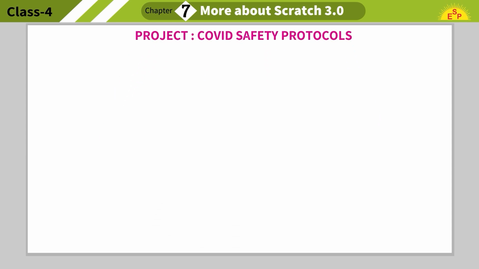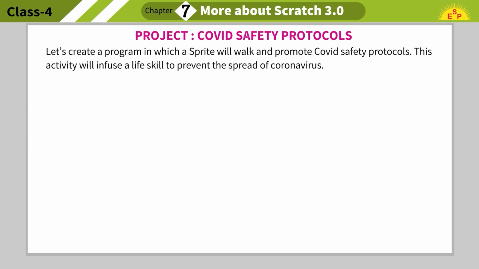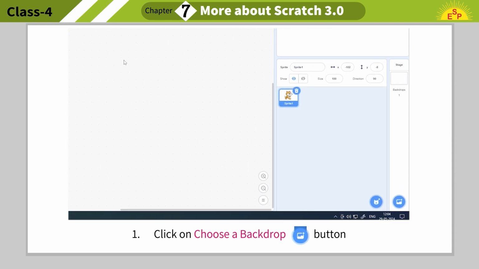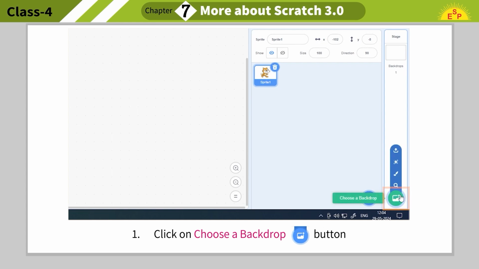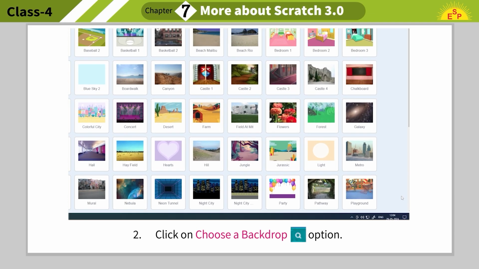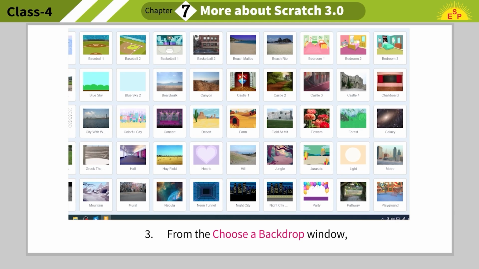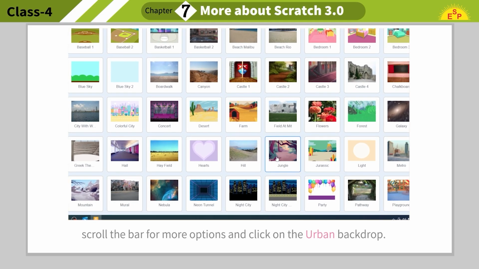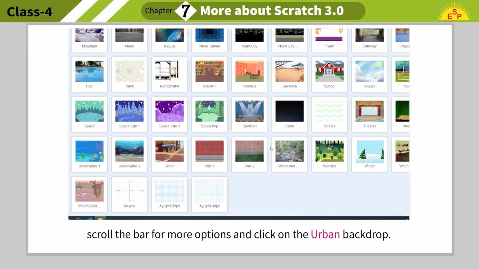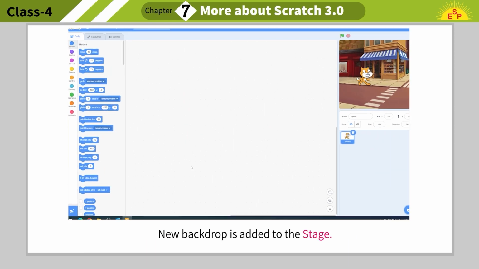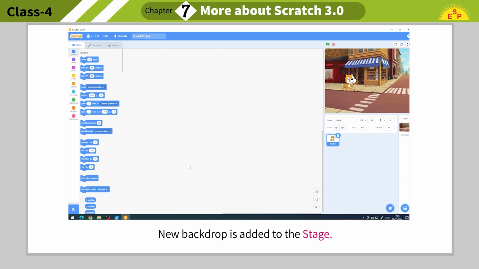Project: COVID Safety Protocols. Let's create a program in which a sprite will walk and promote COVID safety protocols. This activity will infuse a life skill to prevent the spread of coronavirus. Step 1. Click on Choose a Backdrop button. Step 2. Click on Choose a Backdrop option. Step 3. From the Choose a Backdrop window, scroll the bar for more options and click on the Urban Backdrop. New backdrop is added to the stage.